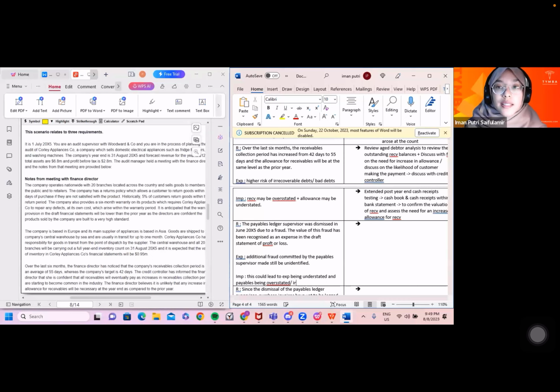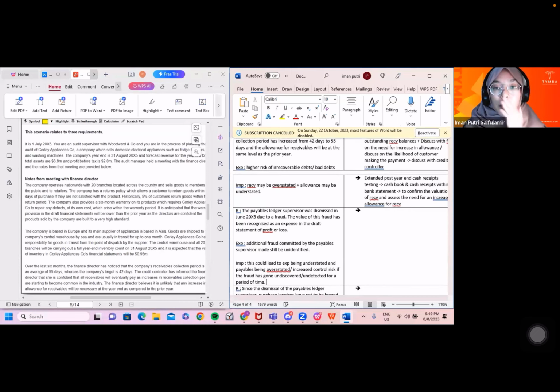Okay, another thing that we can say is there is an increased control risk if the fraud has gone undiscovered or undetected for a period of time. Okay, so either one will do. Okay, so basically what is our point here, guys? What are the 2 audit approaches that we can talk about in here? Just short ones are okay.